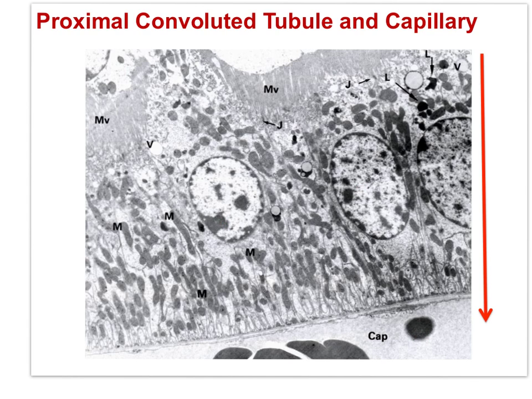Individual cells of the tubule wall can be seen, each with a nucleus. You can see the microvilli on the filtrate side of the tubule cells. You can also see numerous mitochondria labeled M. Reabsorption occurs as directed by the arrow.